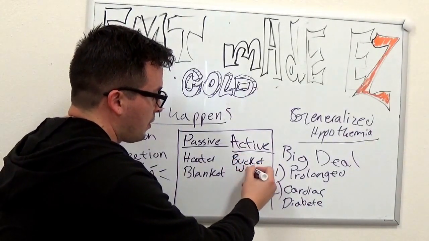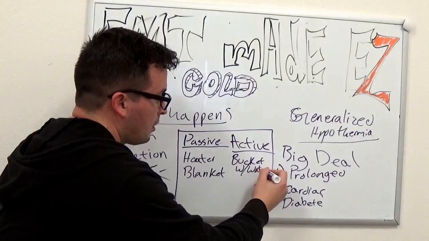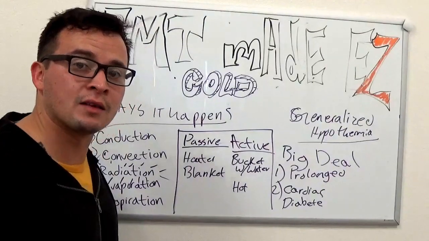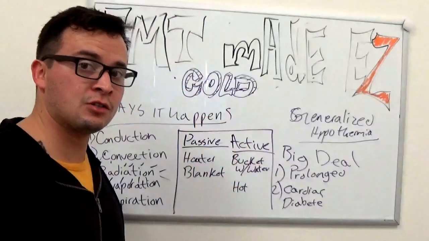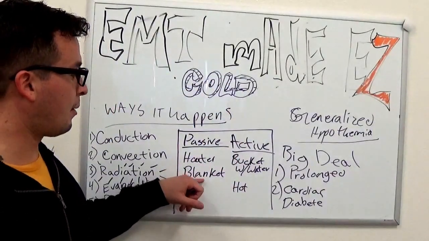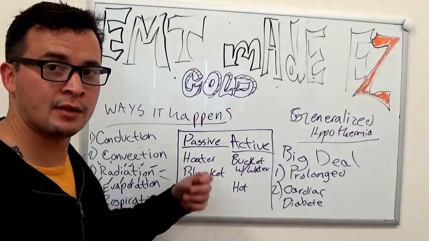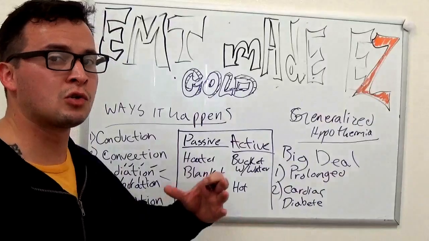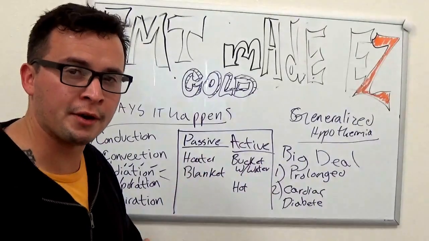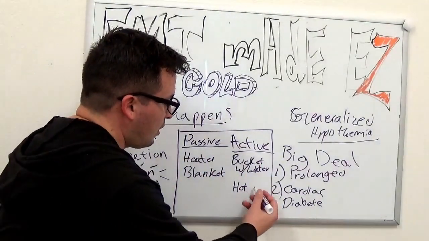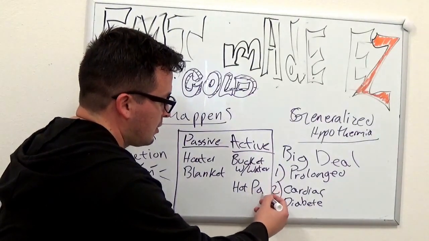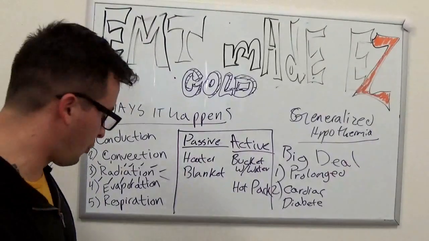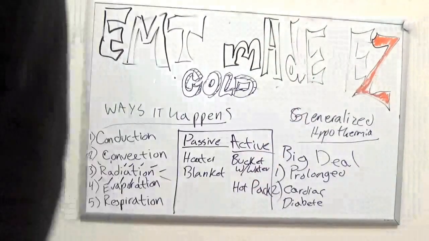Bucket of warm water. Also hot packs. If you put a hot pack on a patient, through conduction, you're actively warming. You're applying heat to the patient. The reason a blanket is not active is because there's no temperature on the blanket. The blanket is a blanket, right? You're not sure what the temperature is. Usually a blanket is not going to be warmer than a human's body. So that's why. And then hot packs.